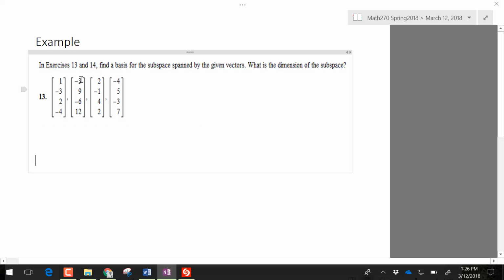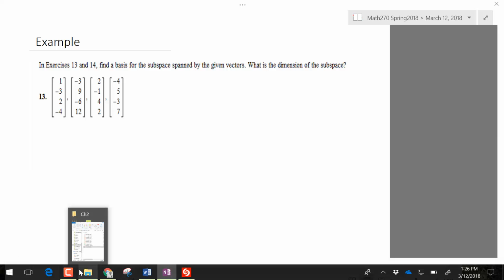All right, 13: find a basis for the subspace spanned by the given vectors. So this is in R4, right? These are 4 vectors, and there are 4 of them. If these are all linearly independent, then you can say this whole thing spans all of R4. But we don't know that, so we need to check if they're linearly independent, and we can just put them in a matrix and row reduce. So that's what we're going to do. That's what Mathematica is going to do.